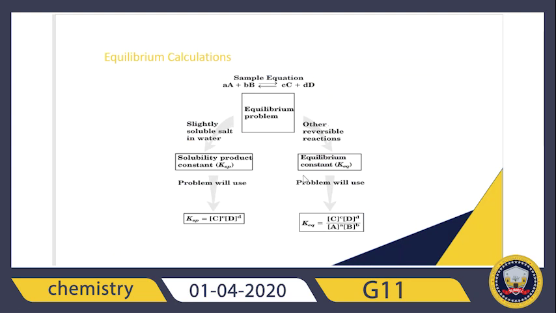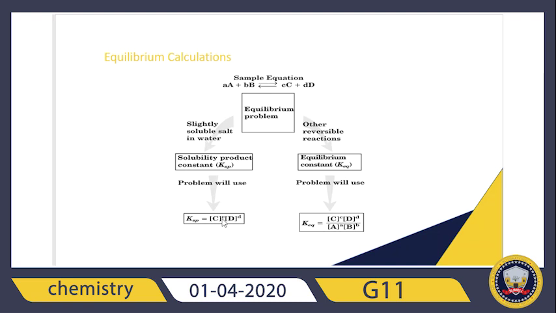So this diagram summarizes for us what kind of problems we have learned, and what formulas we can use to carry out our calculations. For a slightly soluble salt in water, the solubility product constant Ksp will be applied. The problem will use the following formula: Ksp is equal to the concentration of the ions that will be released, each raised to the power equal to the coefficient of these ions.